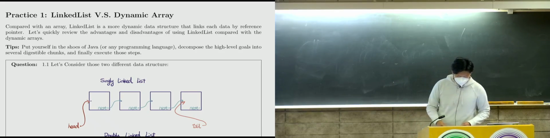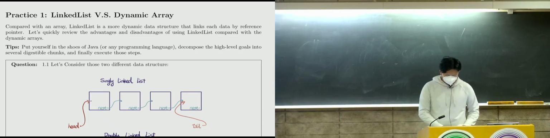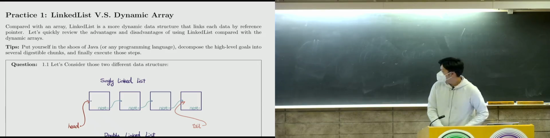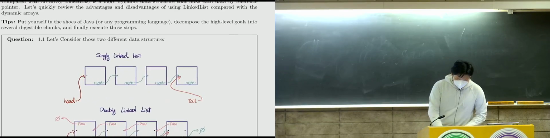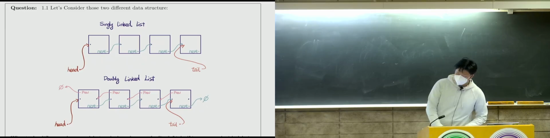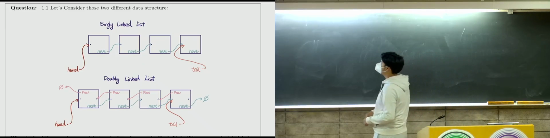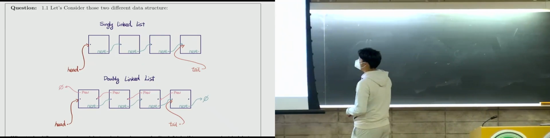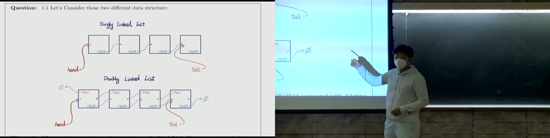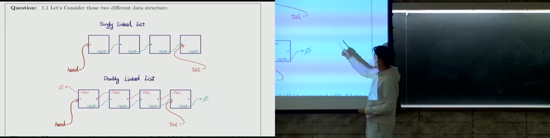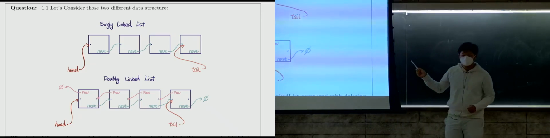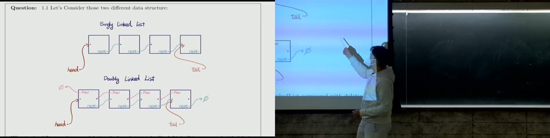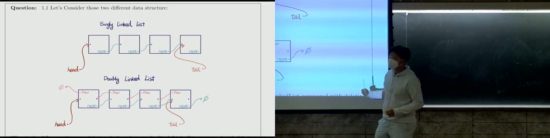Compared with an array, a linked list is a more dynamic data structure that links each data by reference pointer. Let's quickly review the advantages and disadvantages of using a linked list compared with the dynamic array. So the first question, let's consider two different data structures. The first one is a singly linked list that has 4 nodes, and each node has a next pointer pointing to the next node. We are not using a dummy node here, so the head node and the tail node contain actual data points.